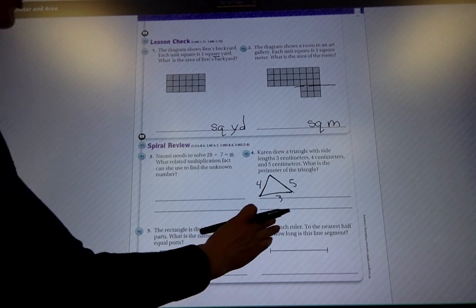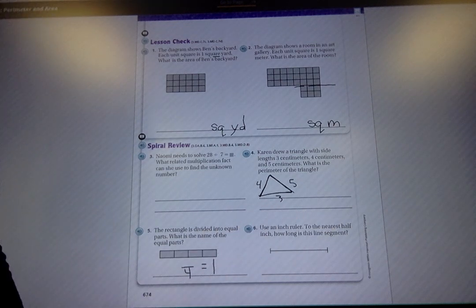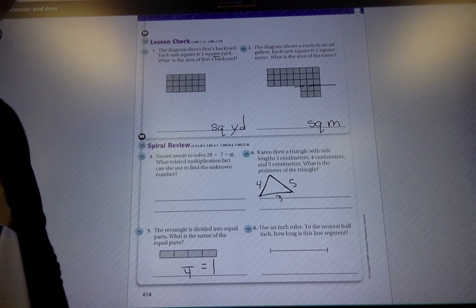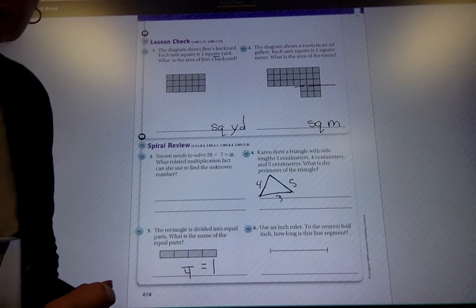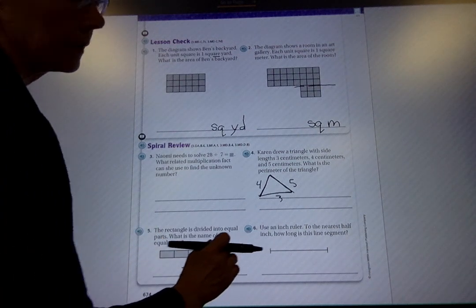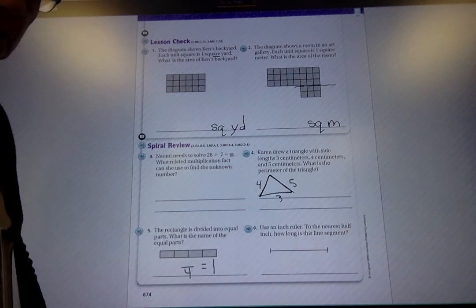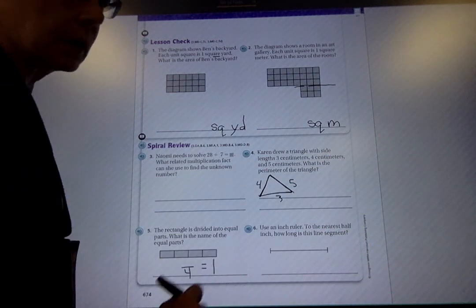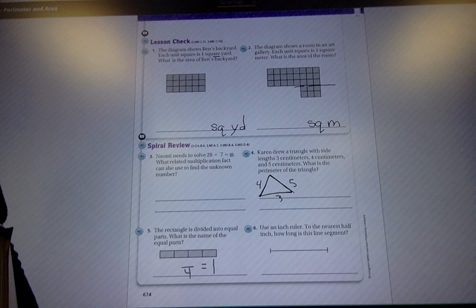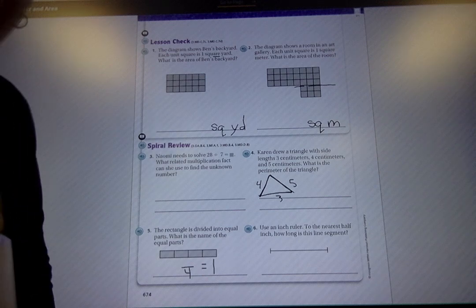Now it says use an inch ruler to the nearest half inch. How long is this line segment? Do you remember I have those paper rulers that I had photocopied? Go ahead and make sure you're using the inch side. So those are going to be the larger spaced out units. Lay your ruler down and take a measurement to the nearest half inch.